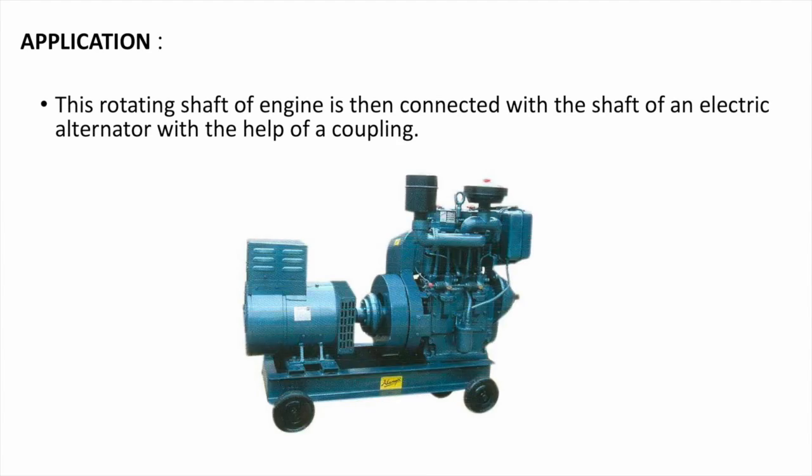In a domestic generator, we see that a shaft is rotated by an engine by converting chemical energy of fuel to mechanical energy. This rotation of the shaft of the engine is connected with the shaft of an electric alternator, which converts mechanical energy into electrical energy. This is done with the help of coupling.